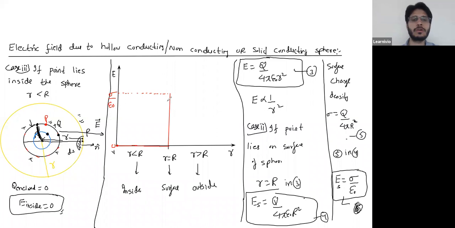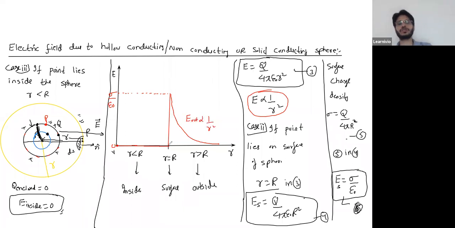And then what outside? Outside, the field varies as 1 by r square. This means as you increase the distance, the value of the field will decrease. So outside the sphere, this will go like this. This is inside, and this is E outside, which is inversely proportional to r square. So this is 0, then the field increases on the surface, then it decreases again outside. This is how we plot E versus R. So is it clear?